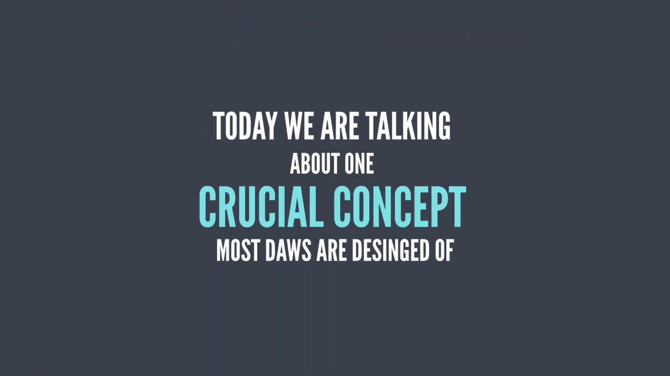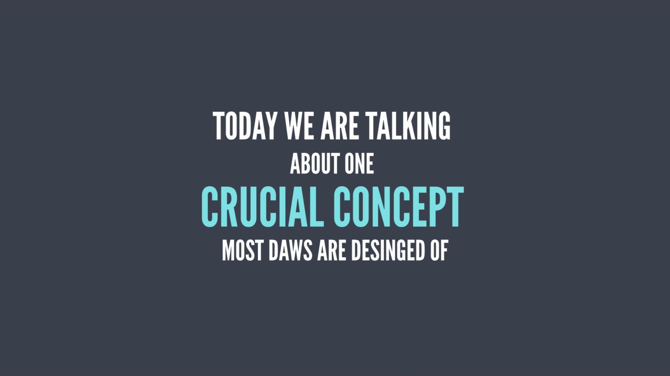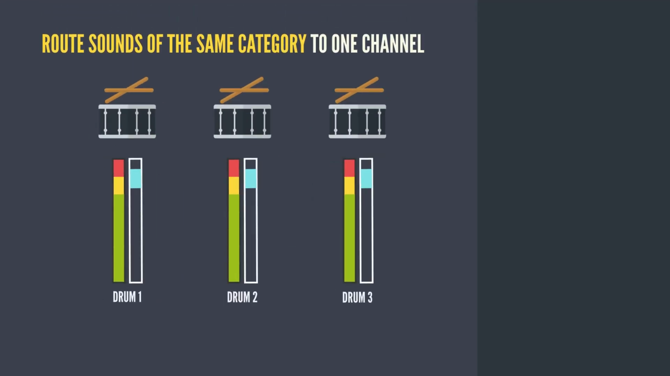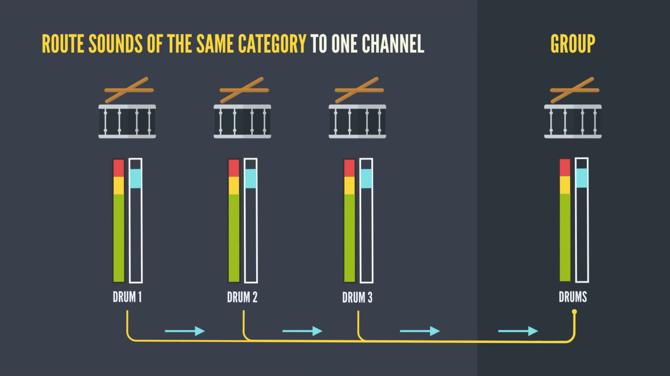Today we are talking about one crucial concept most DAWs are designed around. Once you've understood how to use it, you can save CPU power, but more importantly, you can route sounds of the same category to one channel and apply effects that affect all of them at the same time.